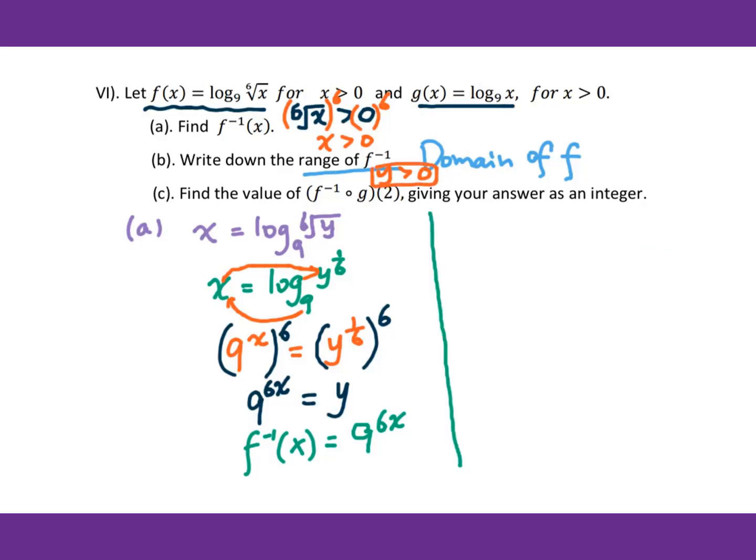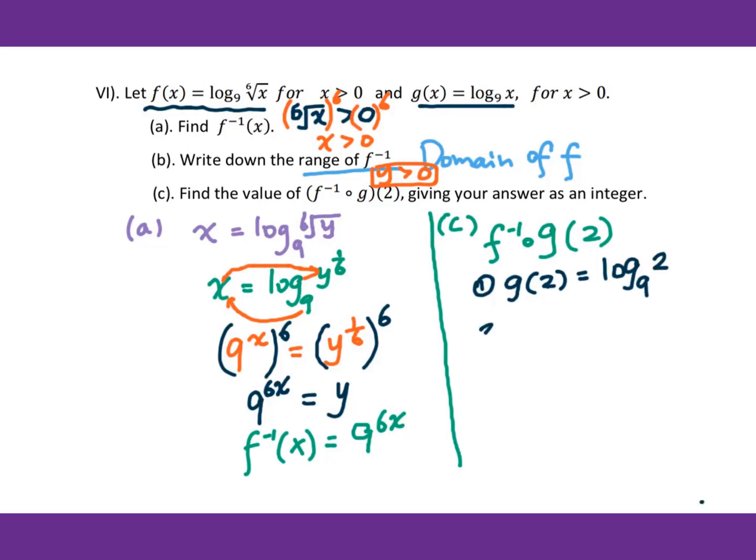Now let's go to C. Find the value of inverse of f of g of 2. We have to do 2 steps. First step, g of 2. We plug 2 into the g function, log base 9 of 2. Then your second step, we plug this into the inverse of f of x function. That means every single x needs to change into log base 9 of 2.